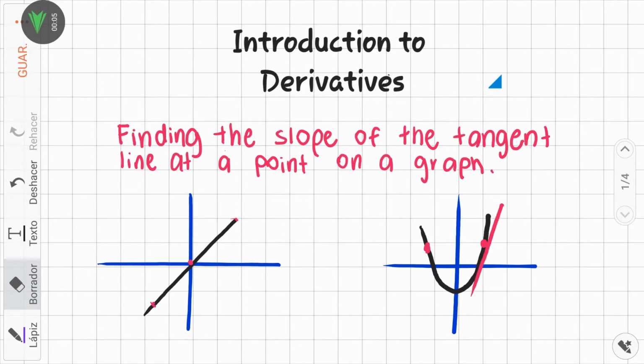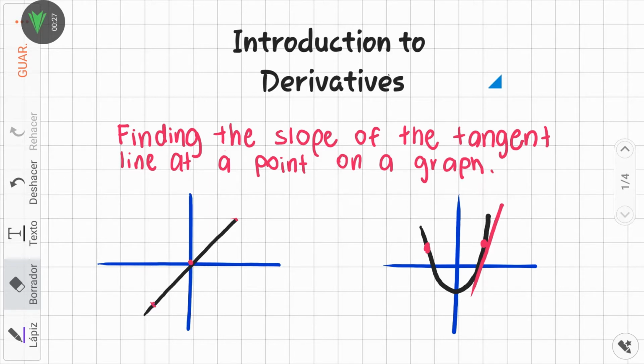Today we will discuss a new topic that's called derivatives, specifically an introduction to derivatives. So you're gonna learn what is a derivative and how is it useful or where does it come from. So let's start. First of all, why do we use derivatives? Derivatives are used to find the slope of the tangent line at a point on a graph.